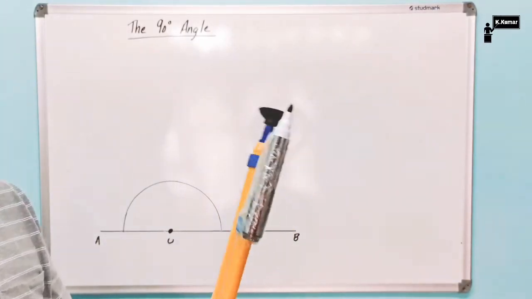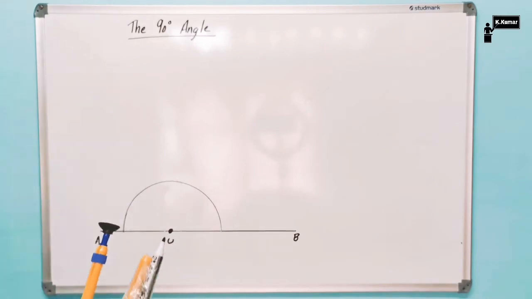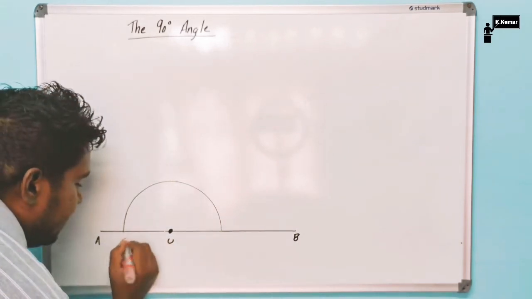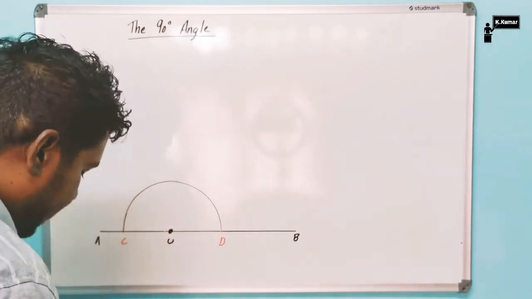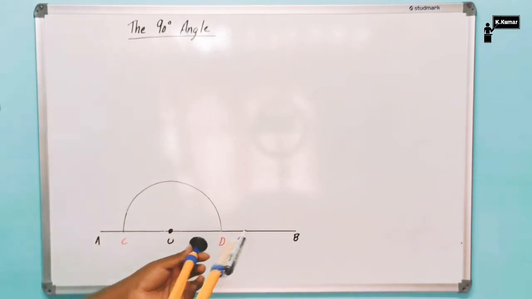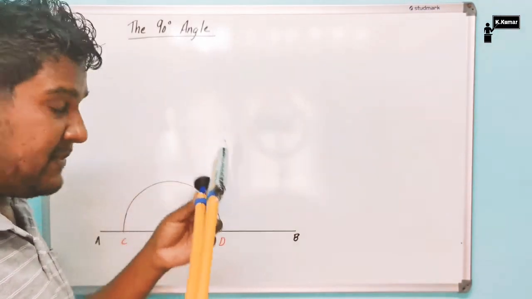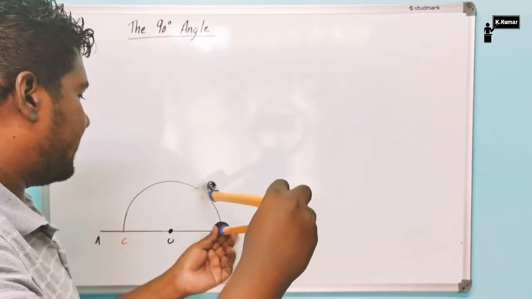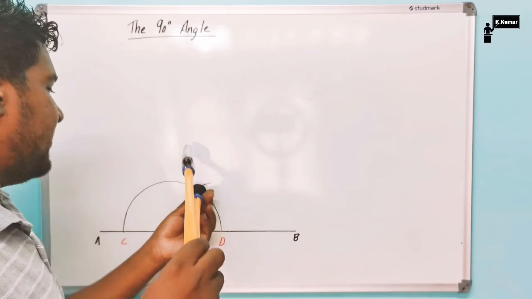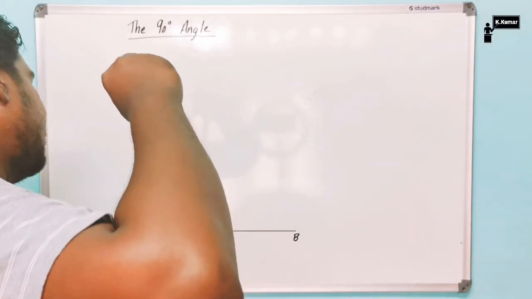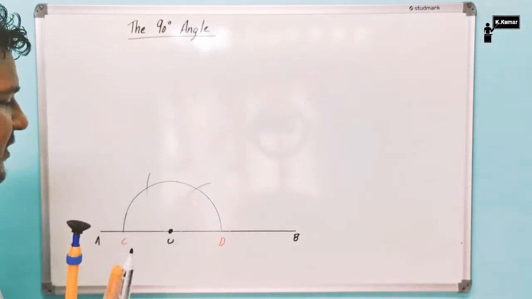Now, using the same measurement, let me label these 2 points. So let's call this C and let's call this D. So the next step is to place the compass point at D with the same measurement, and then you scribe an arc. And then you move from there and you come to the point where you scribed the arc, and then you scribe another arc.